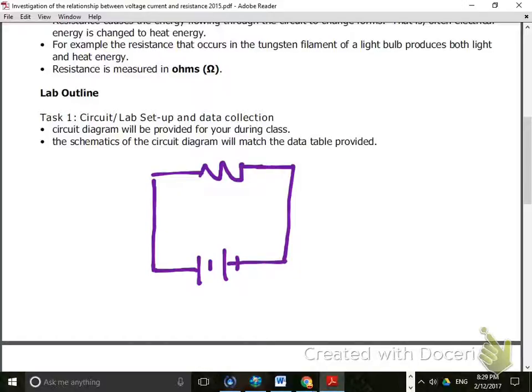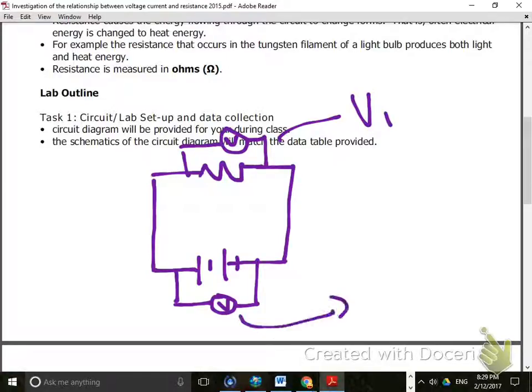Very, very simple circuit. And what you're going to do in this lab is you will measure the voltage across the battery, which is going to be V0, which is total voltage, and then you will also measure the voltage across the resistor, which will be V1. So the resistor is always V1, the battery is always going to be V0.